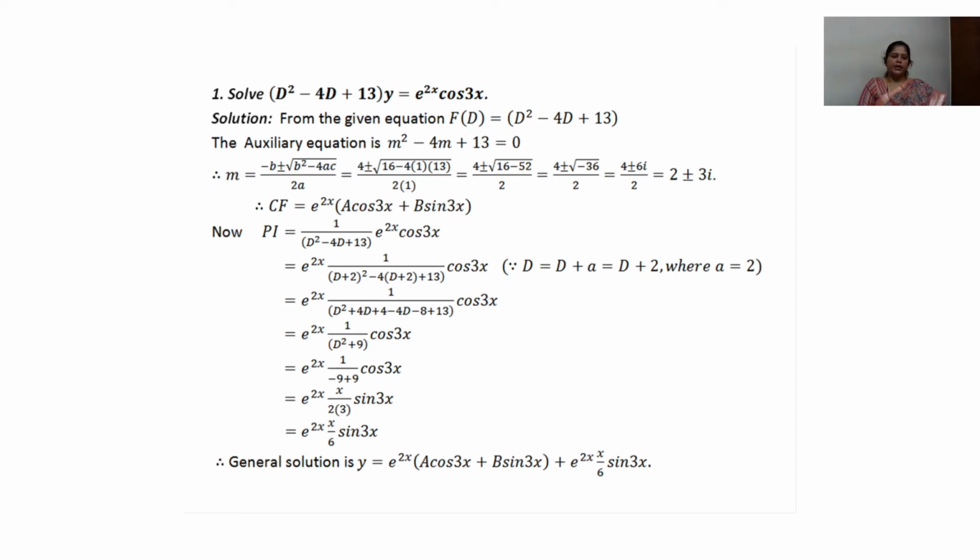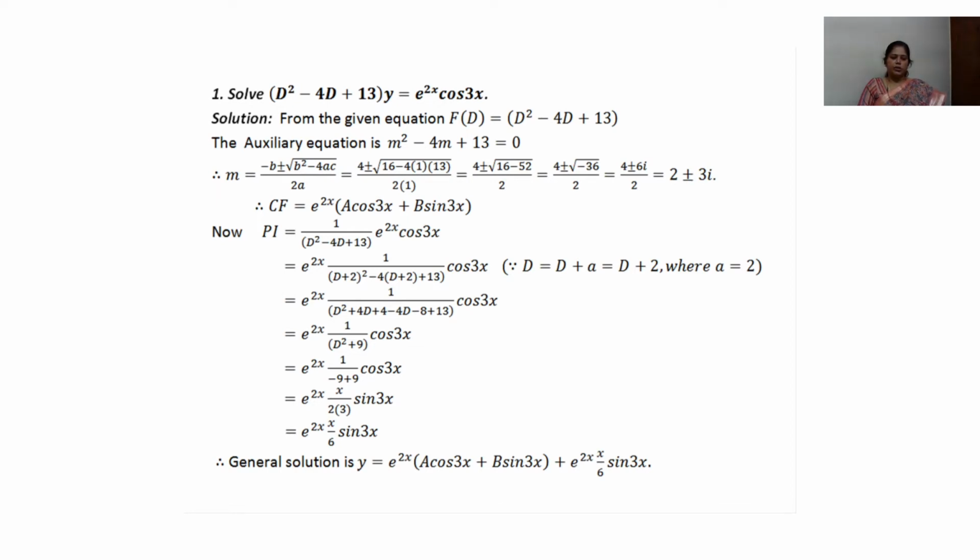So we got the denominator value as 0, that is, f(−a²) is equal to 0. If we get it like this, we know 1/(D² + a²) cos ax = (x / 2a) sin ax. If you apply that formula here, we get PI = e^(2x) times x / (2 × 3), since a is 3, times sin 3x. So we got PI = e^(2x) (x/6) sin 3x.